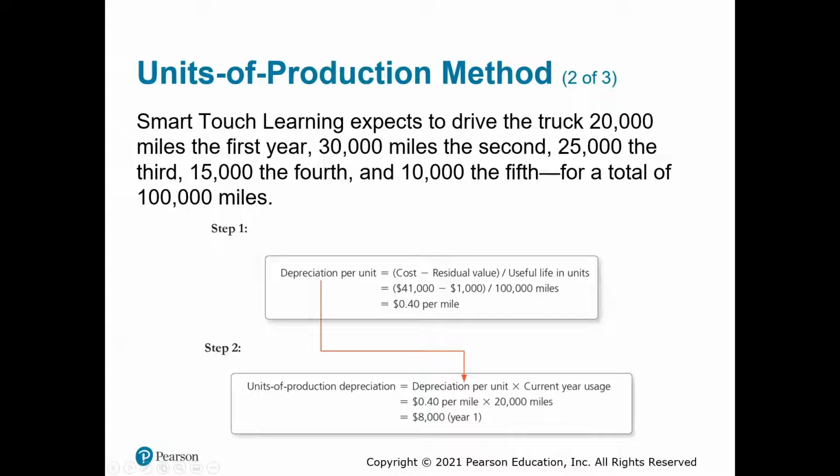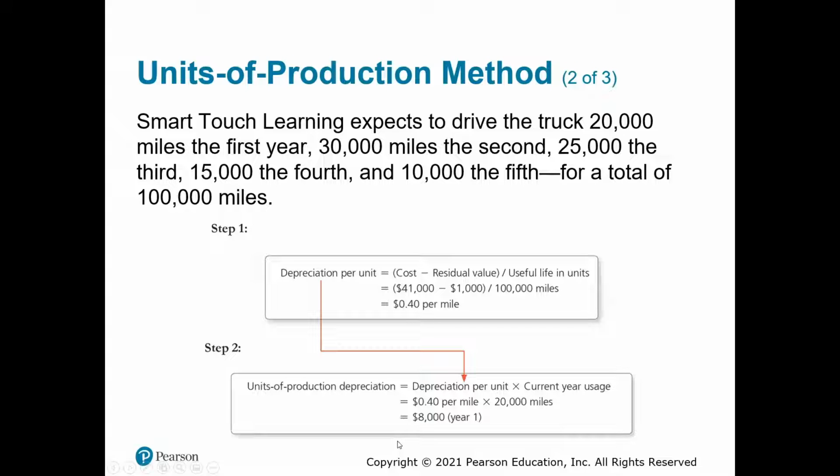In step 2, we compute the amount of depreciation for the current period based on the depreciation per unit of use and the actual use. So in this case, 40 cents per mile for 20,000 miles results in a depreciation in year 1 of $8,000.